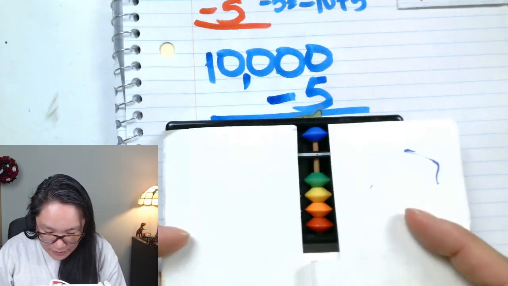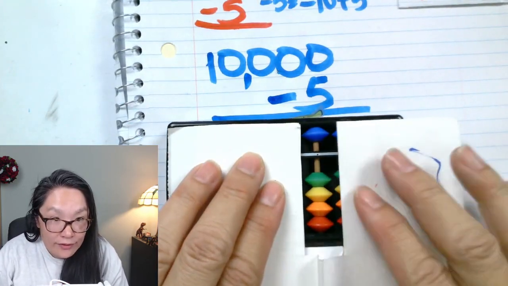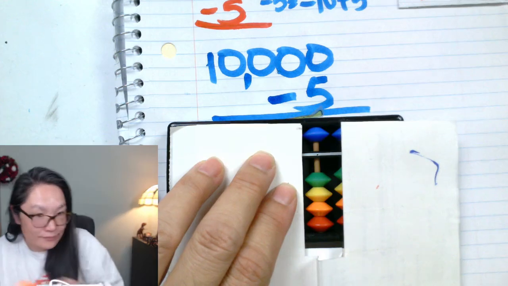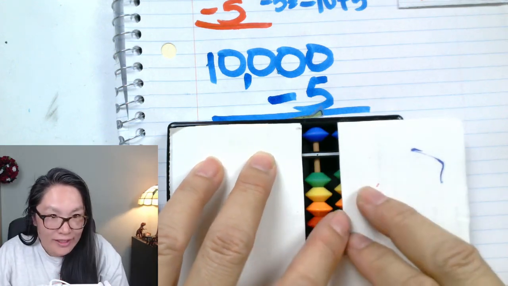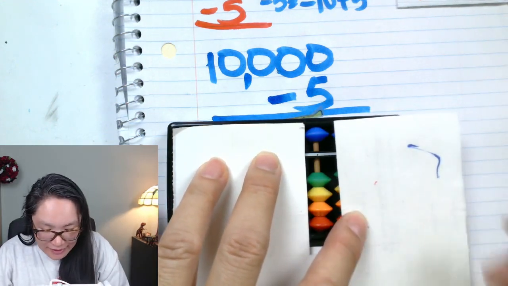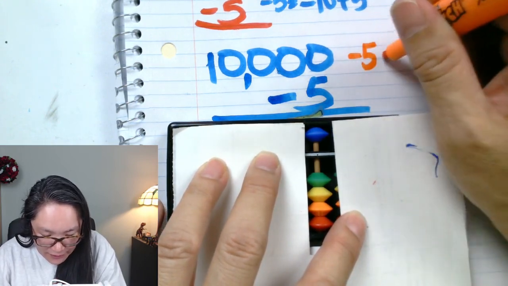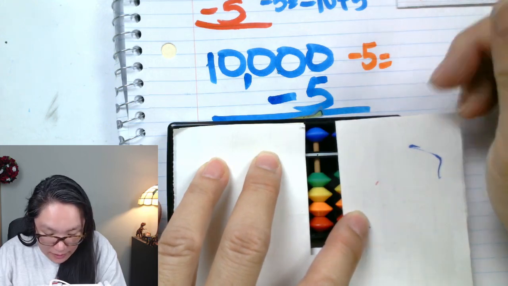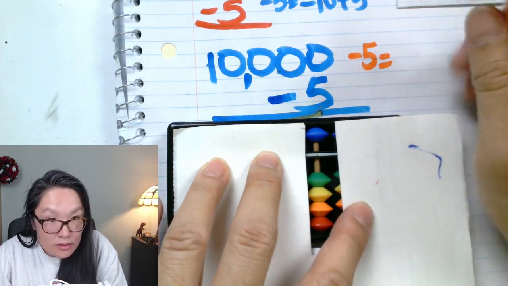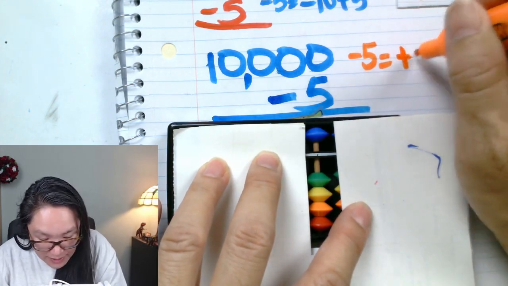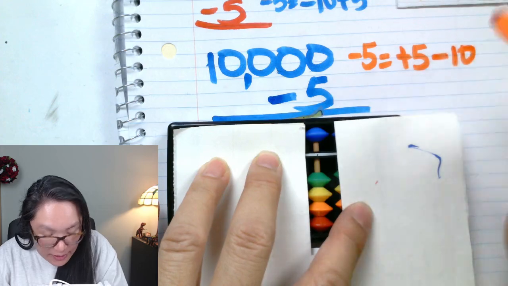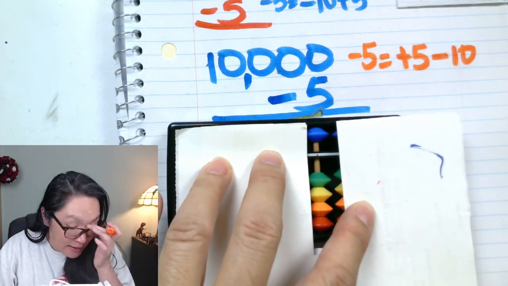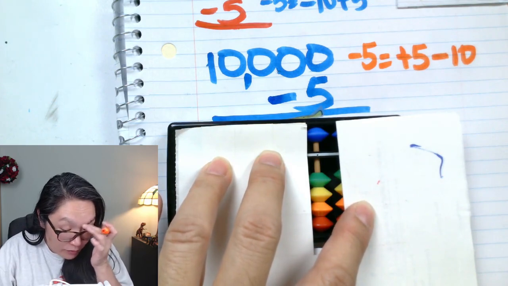This is what we're doing. We're going to take away the 5. Can we take away the 5? Minus the 5 is equal to what? No, you cannot take away the 5. So what are we going to do? Let's change it up a little bit. Let's do plus the 5 minus the 10. Does that make sense? We did exactly the same, but we're reversing the formula.